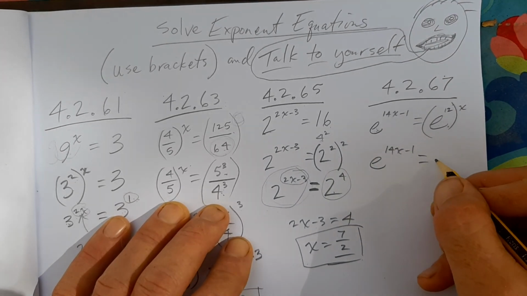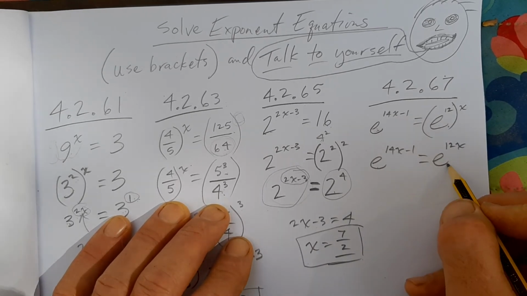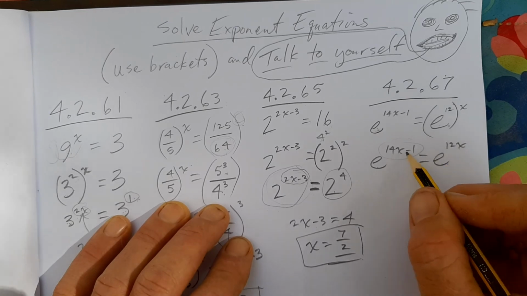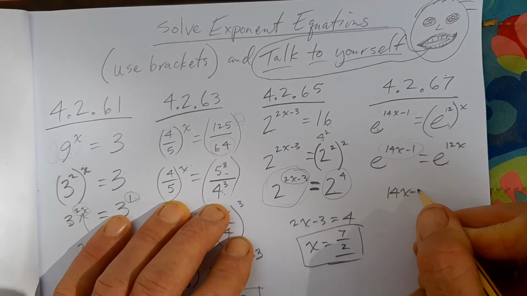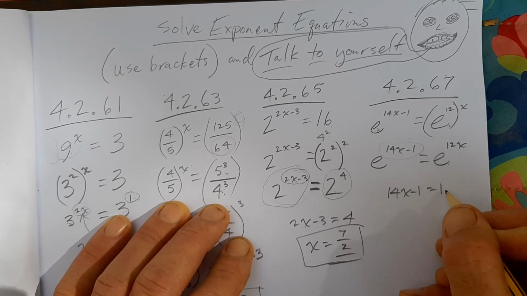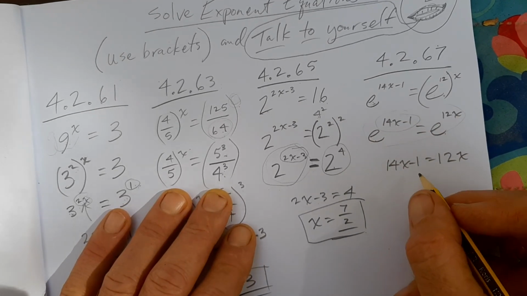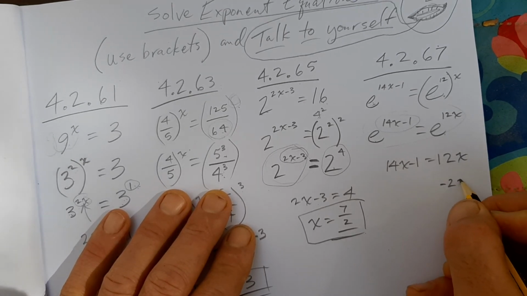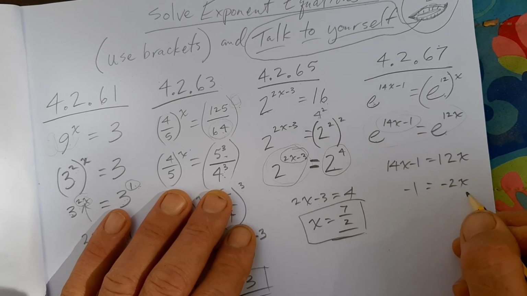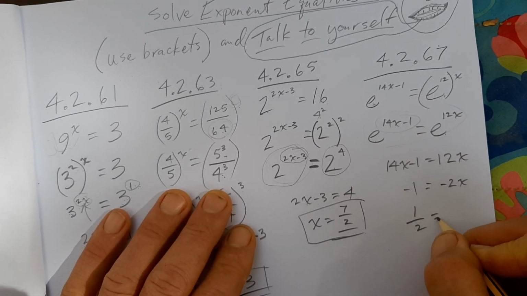Looks a little crazy. But anyways, e to the 12x. Got the same base, so this has to be 12x. Right? So 14x minus 1 needs to equal 12x for this equation to be true. So if I subtract 14x over here, I'll have minus 2x equals minus 1. Divide by minus 2, I'll have 1/2 equals x.